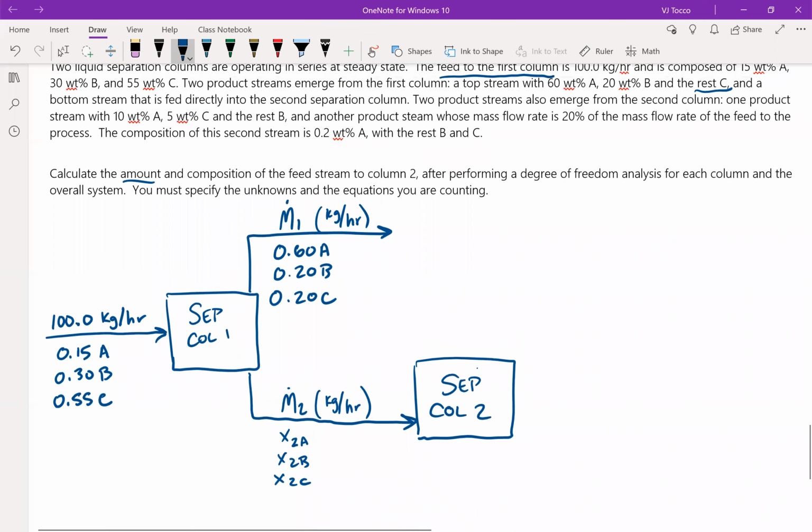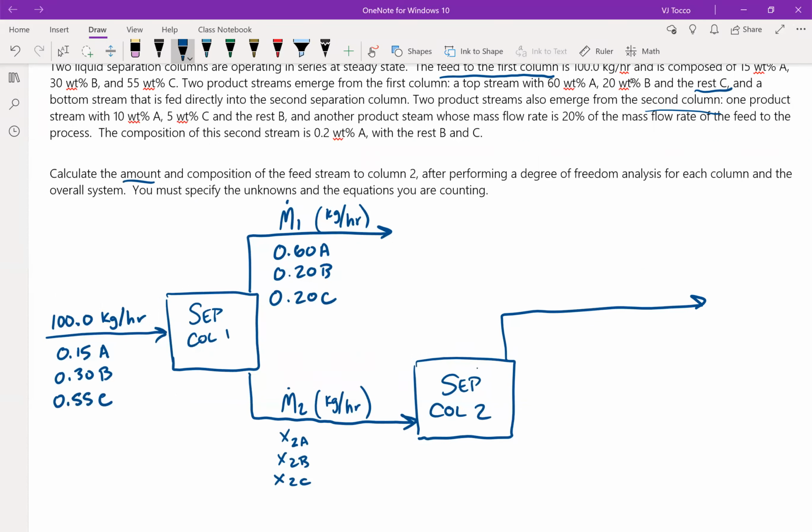So let's keep going with the diagram. 2 product streams also emerge from the second column. 1 product stream with 10 weight% A and 5 weight% C. So I don't know whether it's the top or the bottom. I don't think it matters much. So just go ahead and draw that one on the top. It will matter, by the way, in separations, because typically the top stream is the vapor stream or the light stream. These are all terms that we'll talk about more as the semester goes on.